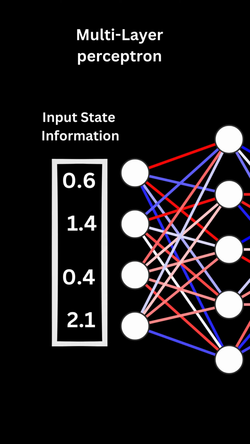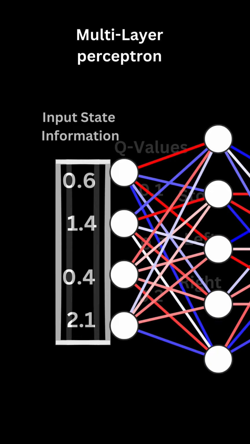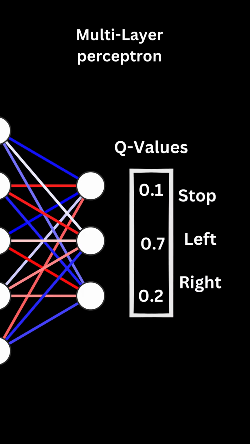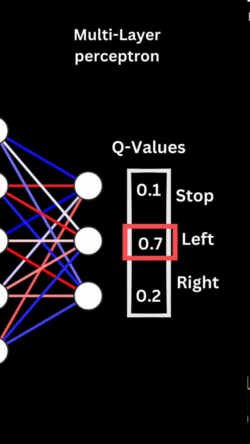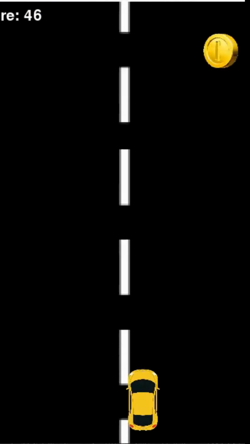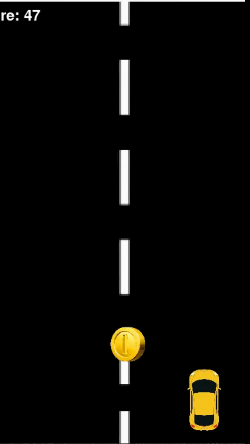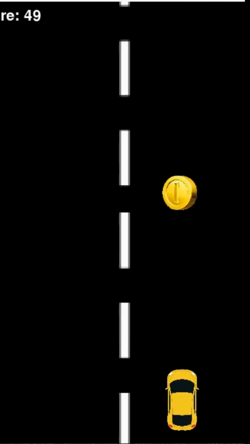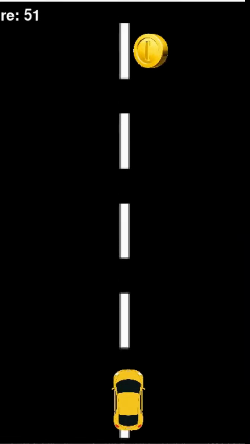The network is given a vector of information about the distance, the relative position of the car, etc. And the network predicts a Q value for each action in the overall action space. The action in which the Q value is highest is taken. After a few games, the AI learned to avoid the obstacles, and after a few more, it learned to grab as many collectibles as possible.